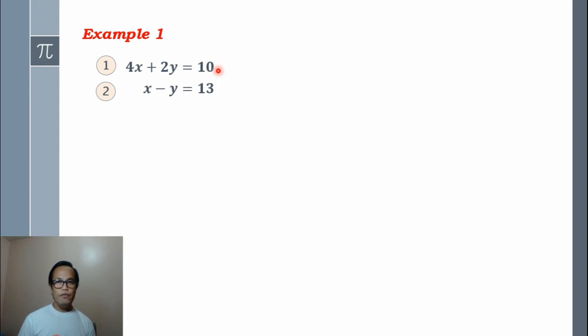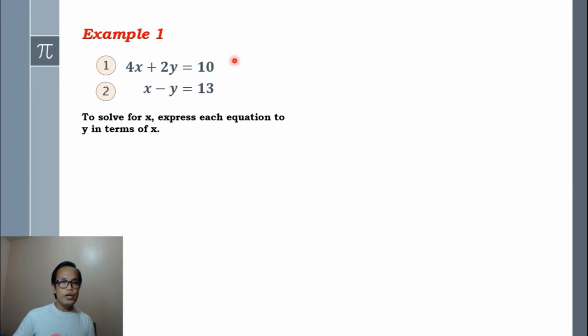For example, if we are going to solve for the variable x, we will have to have an initial value of y in terms of x. Or vice versa, if you want to solve for the variable y, we will have to have an initial value of x in terms of y. So for this example, we have to solve for x. We need to express each equation as y in terms of x since we have to solve for the value of x. So y in terms of x for equation 1 and y in terms of x for equation 2.